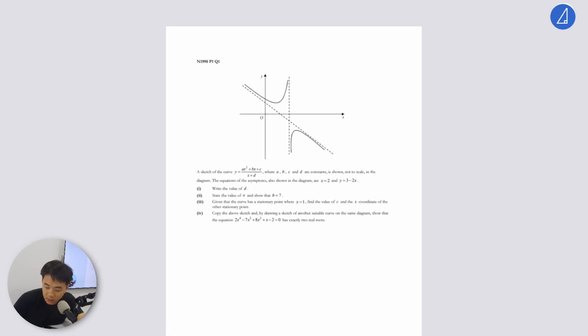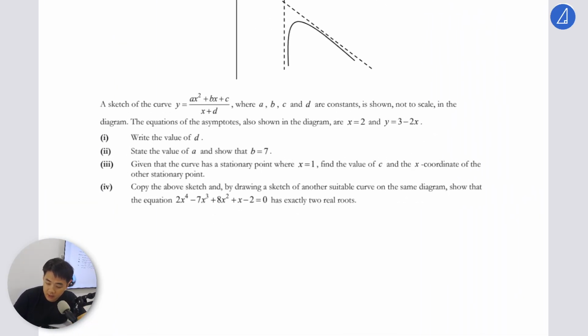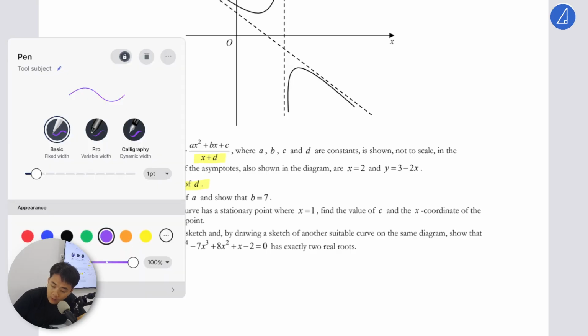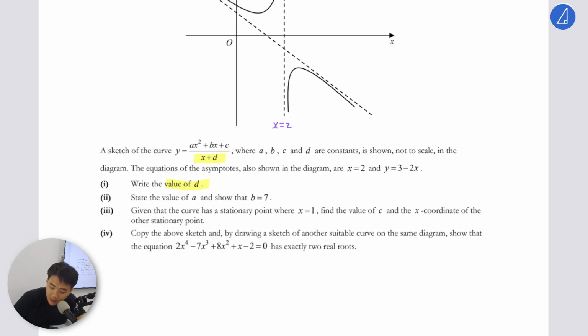Okay, let's look at this question here. So we're told to find A, B, C, D. The first thing is to write down the value of D. Shouldn't be an issue. You know that the vertical asymptote, you can just compare, right? This vertical asymptote is x equals 2.